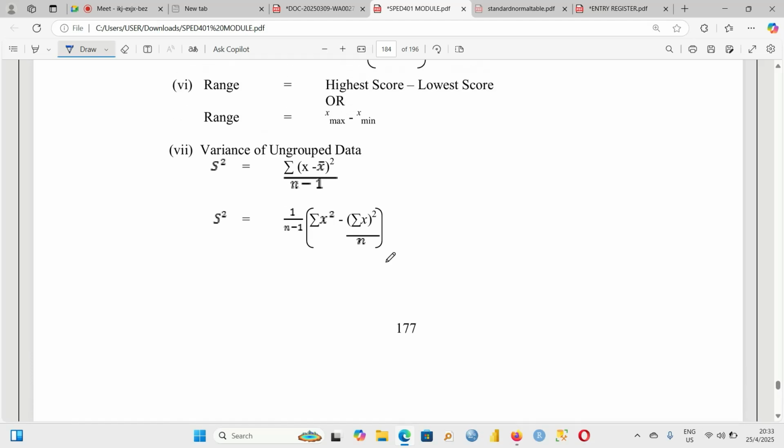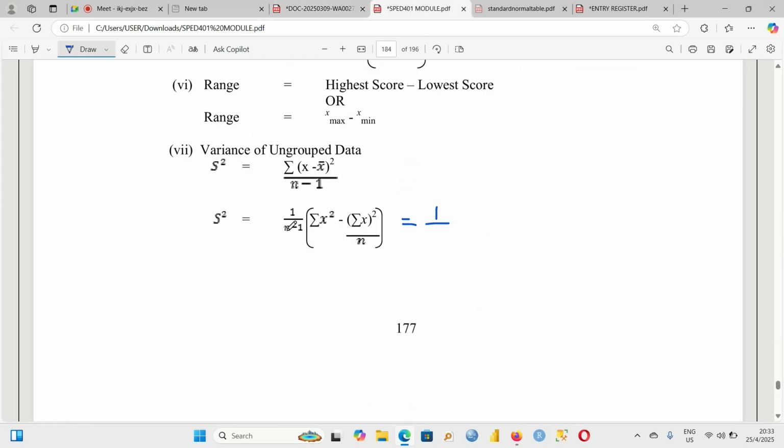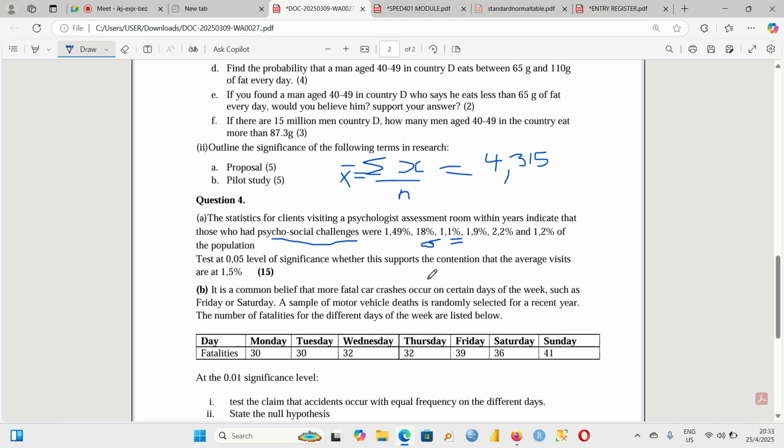Or we can use this one. So in this case it's 1 over what? The number of data points is 1, 2, 3, 4, 5, 6. So it's 1 over 6 minus 1, which is 1 over 5, then open a bracket, the summation of x squared.